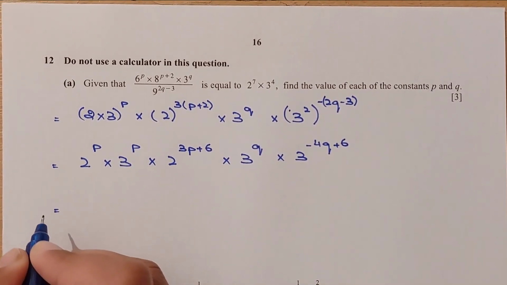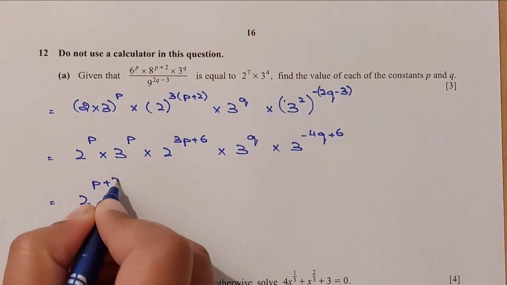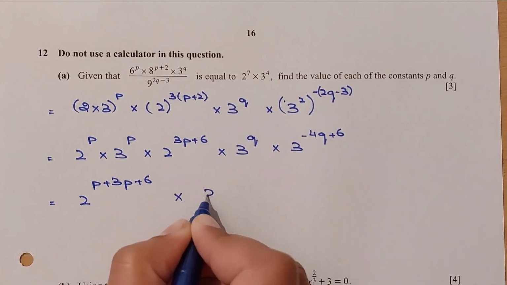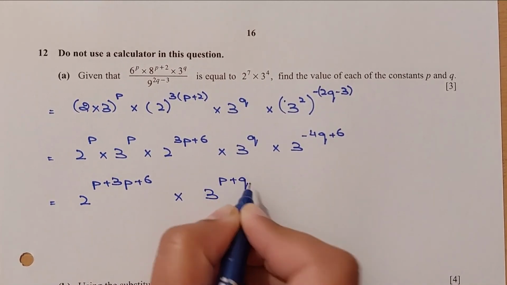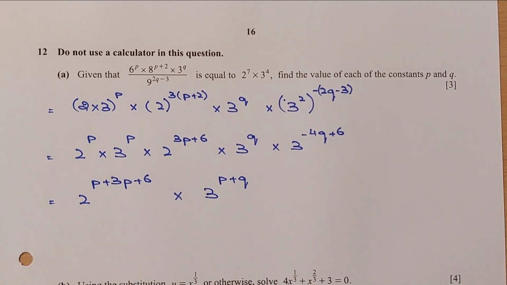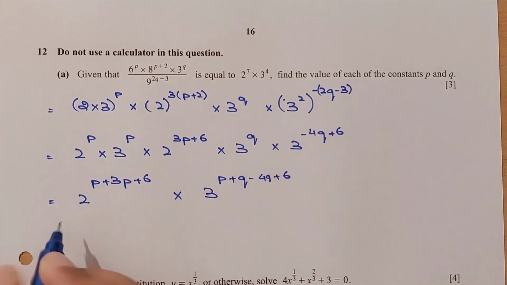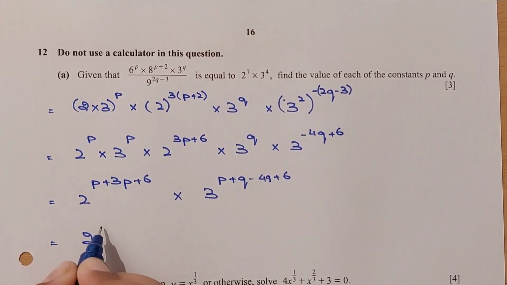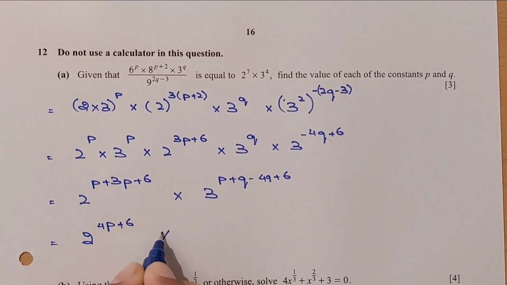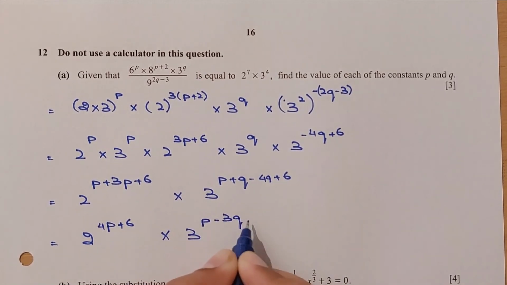Okay, when the bases are same, we can add the powers. So let me add the powers of 2 first. So P plus 3P plus 6, yeah, this is 2, times the 3 powers are P plus Q, and minus 4P minus 4Q plus 6. Right, so this is 2, this power is 4P plus 6, times 3, this power is P minus 3Q plus 6.